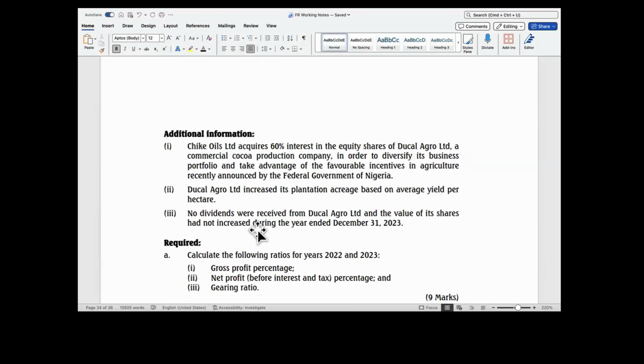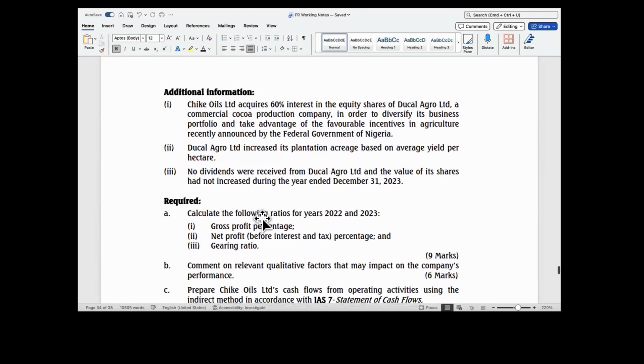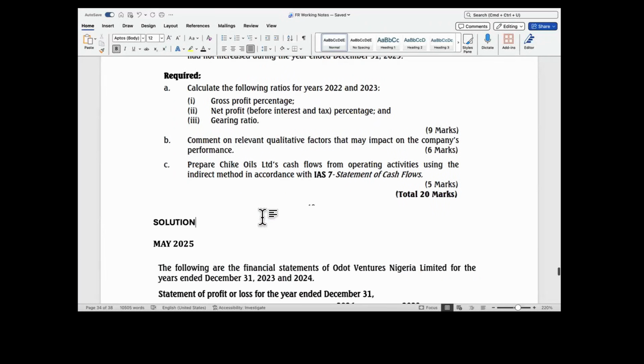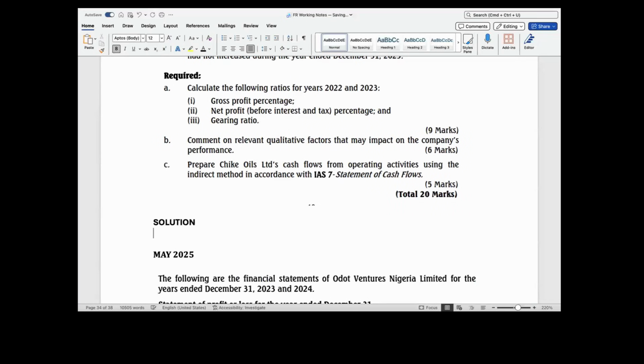So the company is not profitable yet. That's why it can't pay dividends. Probably they are investing or there's something happening in the environment. We don't have sufficient information yet to speak to what is happening. But let's quickly calculate the ratios here. And what are the ratios we're looking at?